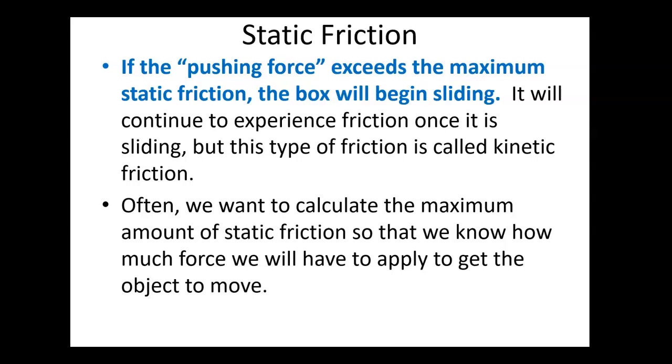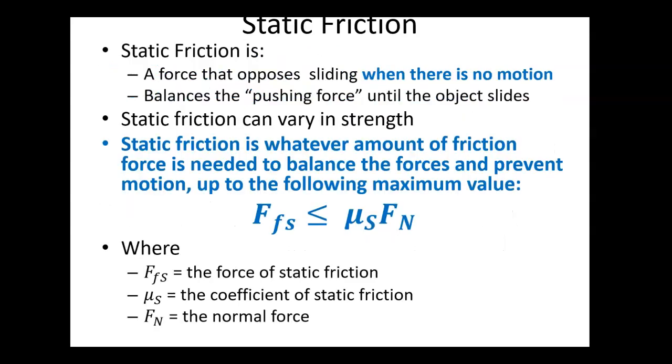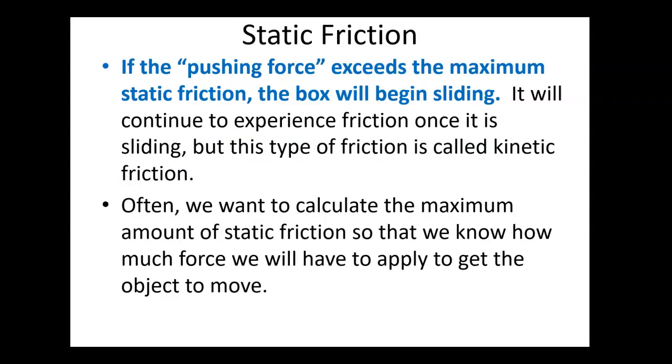Often we might want to calculate the maximum amount of static friction using the formula that we just saw, mu sub S times the normal force. So the coefficient of static friction times the normal force would be the maximum amount of static friction. If you apply a pushing force that is larger than that, then the object will begin to slide. So that would tell us how much force we need to apply to get the object to move.